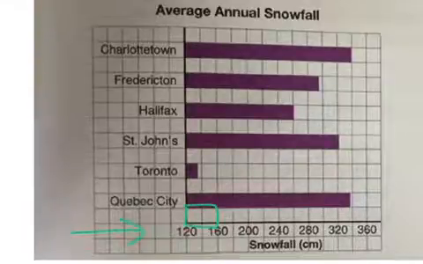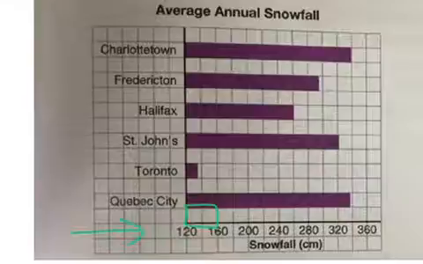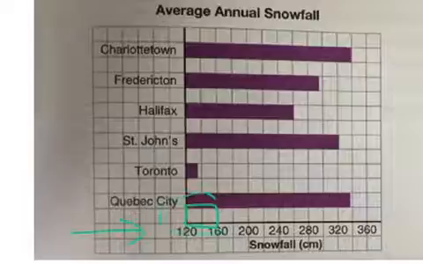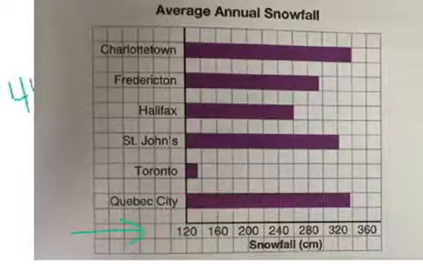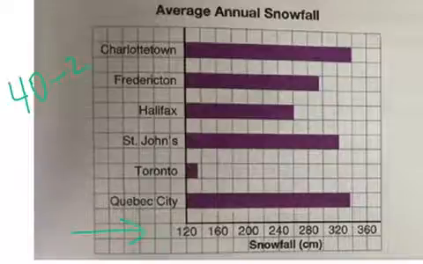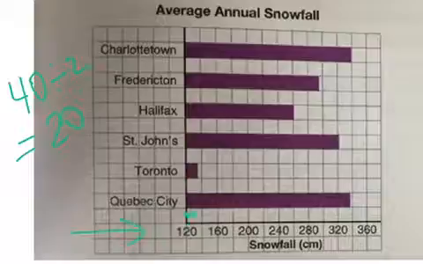So we can figure out what each spot on the grid, or each box on the grid, represents by looking at our total and dividing it into 2, because there are 2 spots on the grid here. So we have a total in this case of an interval of 40, and it's divided into 2 different grids, which means that each grid mark, or each square on our grid, represents an increase of 20 centimeters.